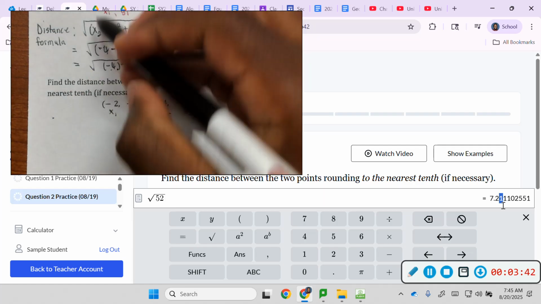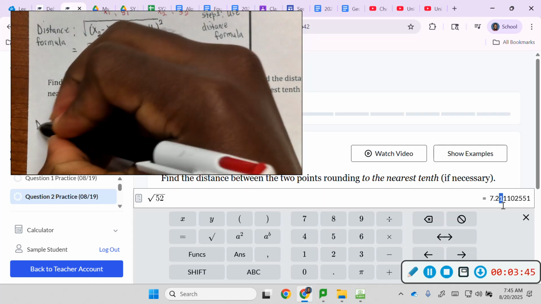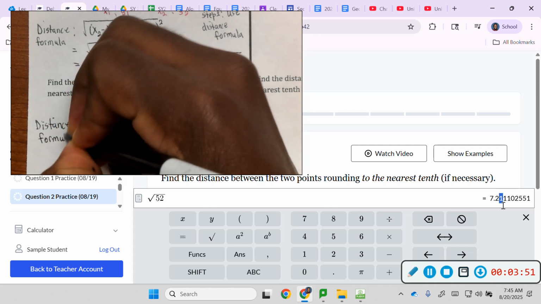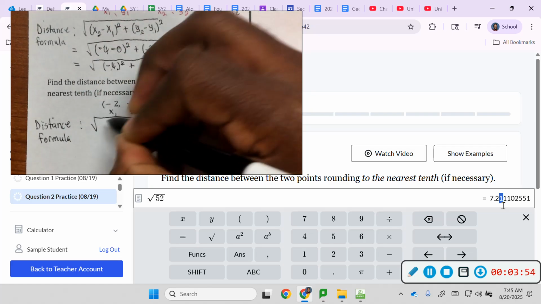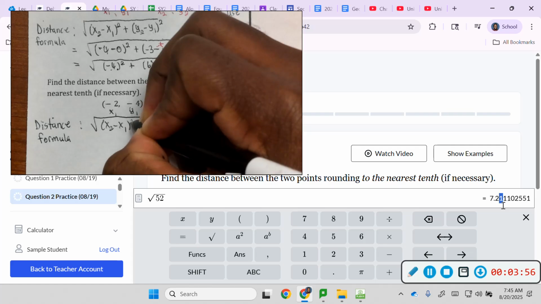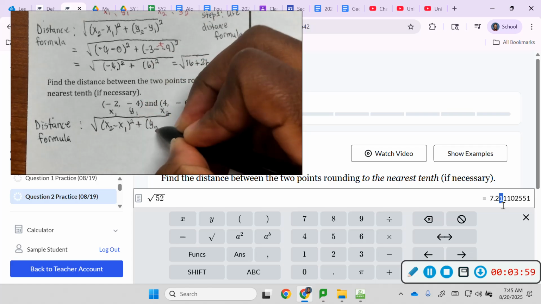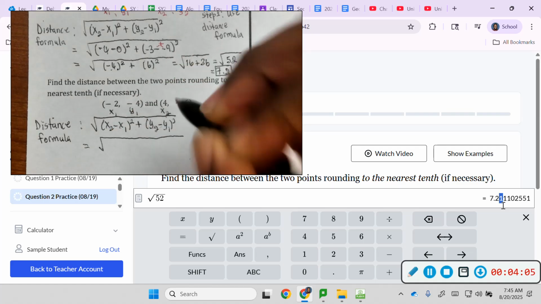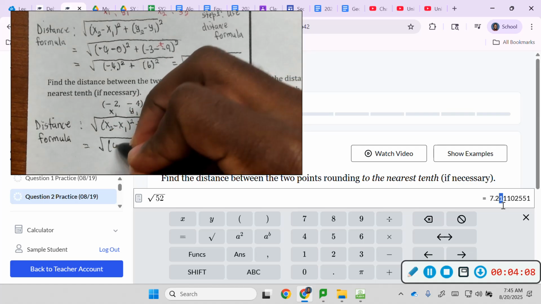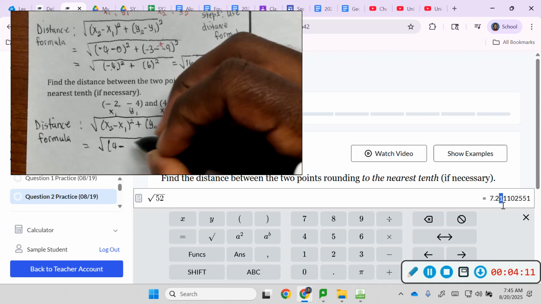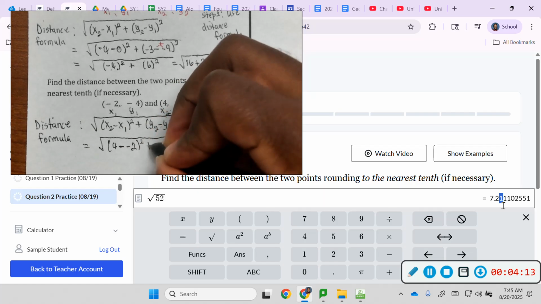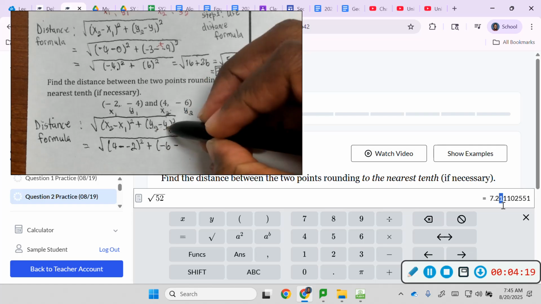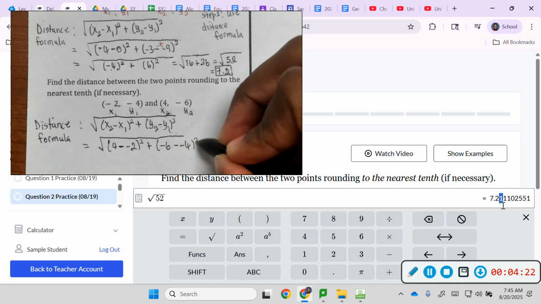I'm going to write it again because it doesn't hurt to write it again. The more you write it, the more you'll remember it. So distance formula is the square root of x2 minus x1 squared plus y2 minus y1 squared. We would have the square root of my x2, positive 4, minus my x1, which is negative 2. We're going to square that, plus my y2, negative 6, minus my y1, which is negative 4. And we're going to square that also.